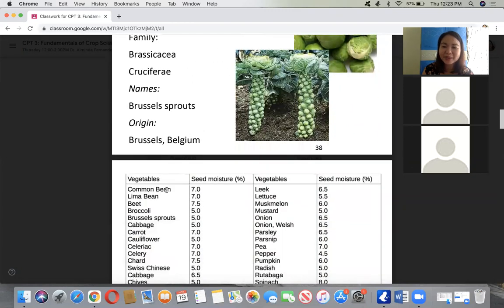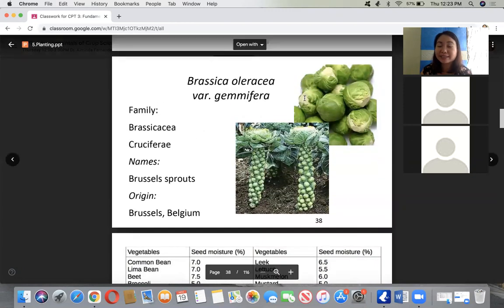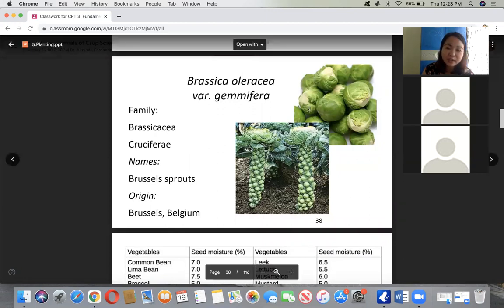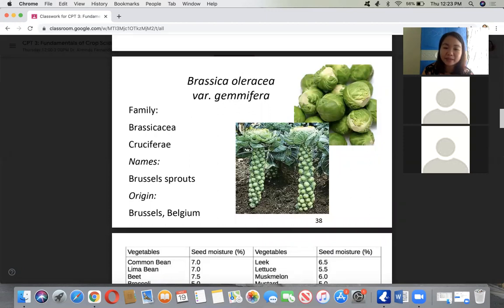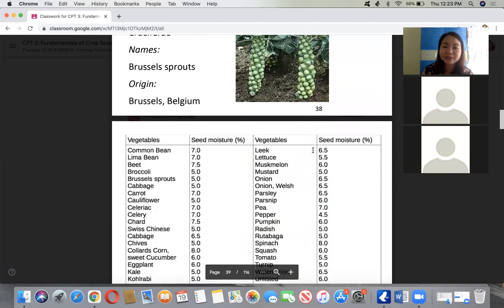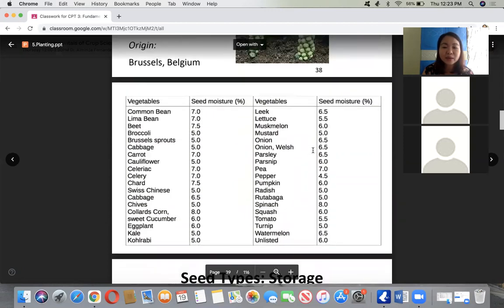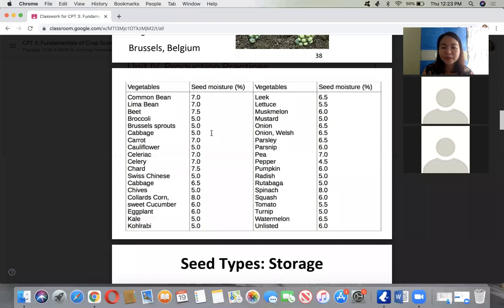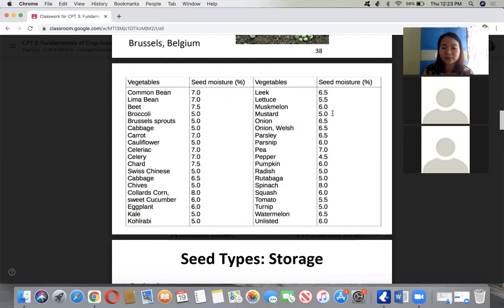Hopefully, this actually tastes bitter because I tasted this one when I went to Europe. It is bitter, but it's just the same as cabbages, only small. And it's really weird, but they use this for salads. So moving on, these are also the seed moisture content requirements of each vegetable listed here. Vegetables need 5 to 7% seed moisture.